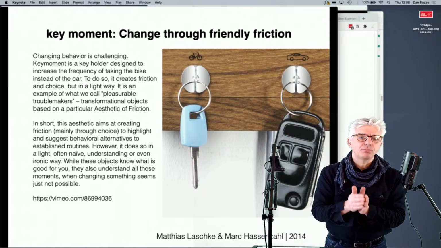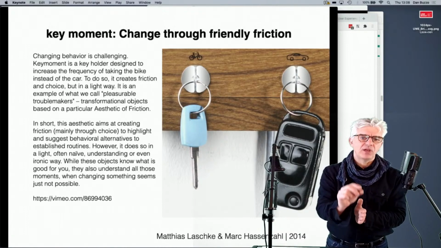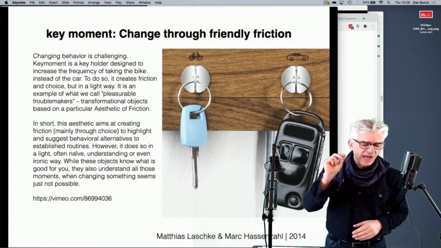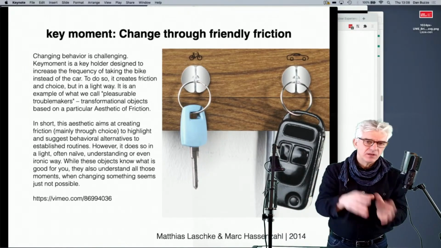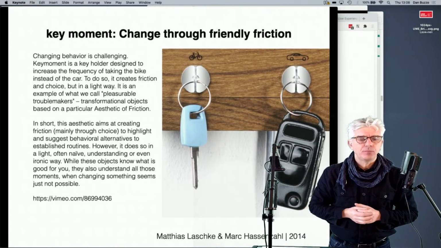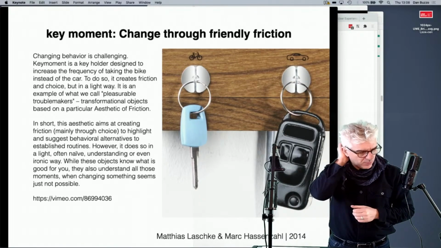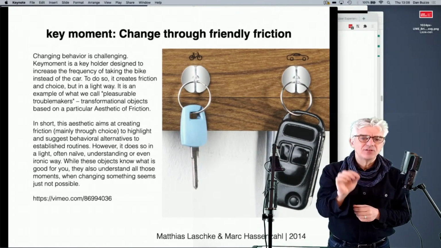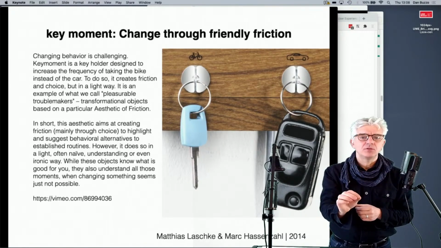But the decision point for doing or not doing comes at a specific moment. And this particular moment is embodied in this beautiful piece of design, which I really, really like, which is called Key Moment. And it's looking at that key moment when a decision is made.